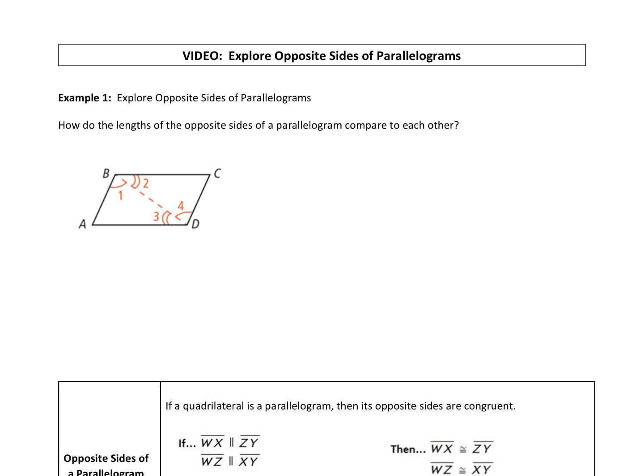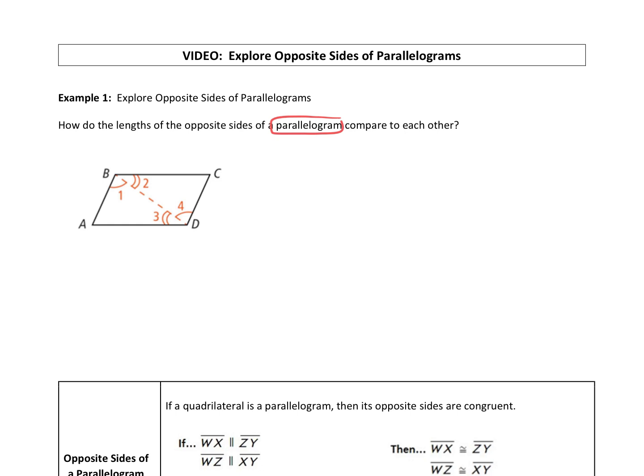All right, we're going to start our lesson exploring the opposite sides of parallelograms. So the question we're being asked is, how do the lengths of the opposite sides of a parallelogram compare to each other? Well, first of all, let's focus on the fact that we're talking about a parallelogram. A parallelogram, by definition, is a quadrilateral where opposite sides are parallel. So what does that mean when you have opposite sides?